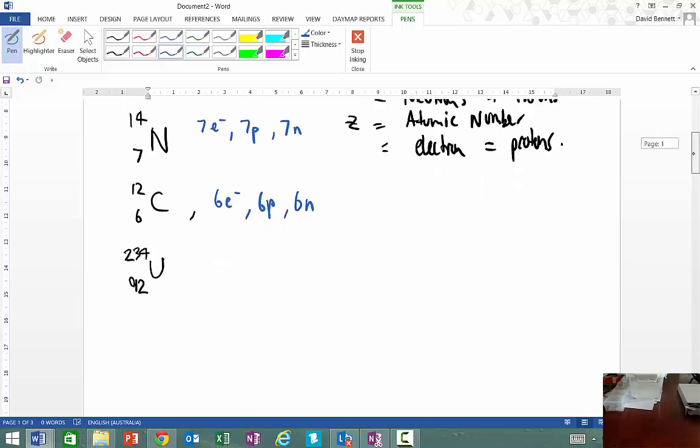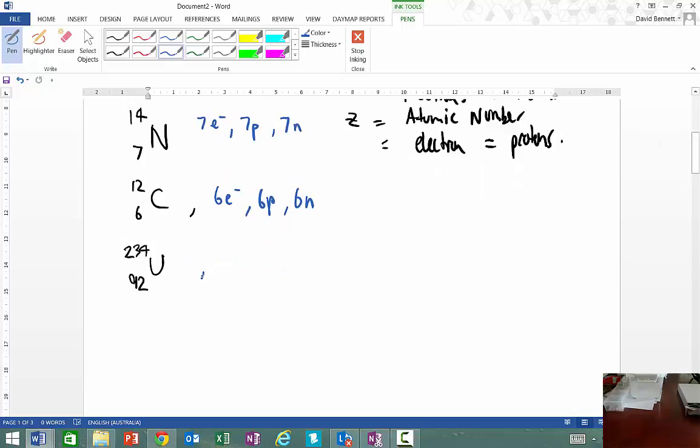When we look at something like uranium-234, that's going to have 92 electrons, 92 protons, and then 234 take 92, which gives you 142 neutrons. So there are a lot more neutrons with the heavier massed atoms. That's the process we need to understand when looking at atoms, and you need to be able to identify those. If you get any of those questions in a test or an exam, you'll go, this is easy, I can do this.